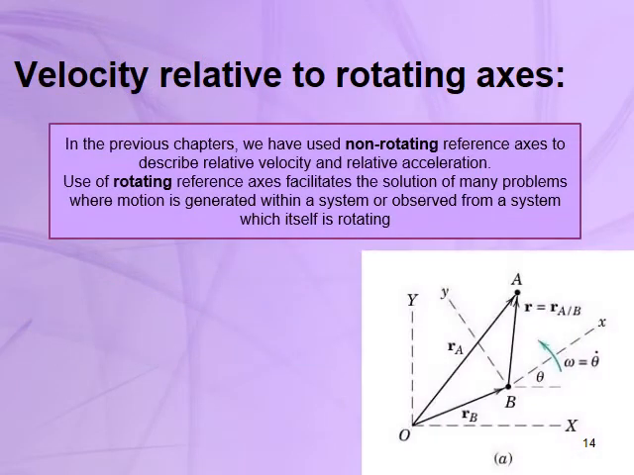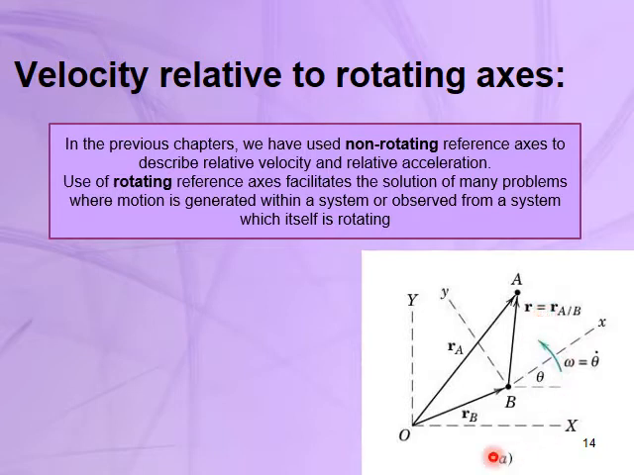Yes, the velocity relative to rotating axis. As I told you in the previous chapter, we concentrated on the motion with respect to a coordinate system which has translational motion. But sometimes, or in most of the problems, it's better to monitor the motion of the rigid body using a coordinate system which itself is rotating.